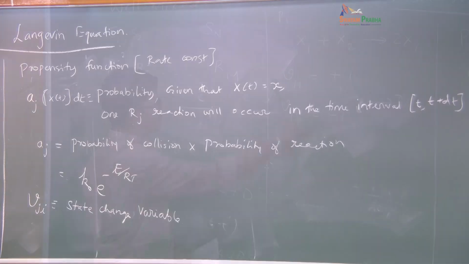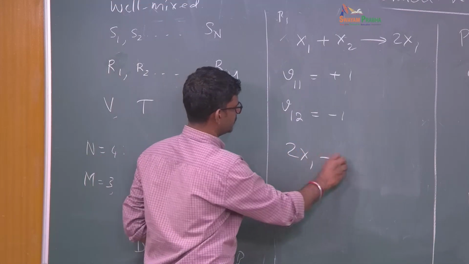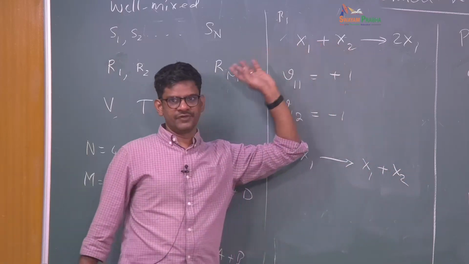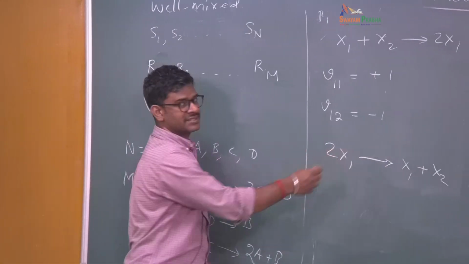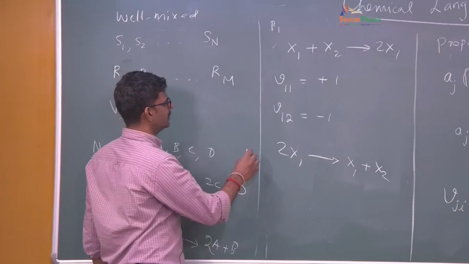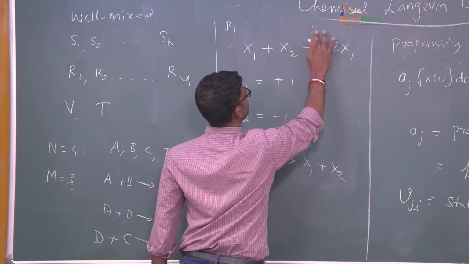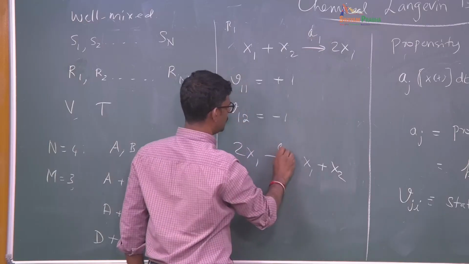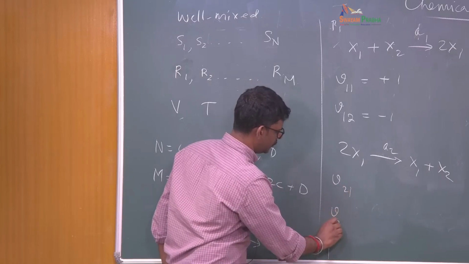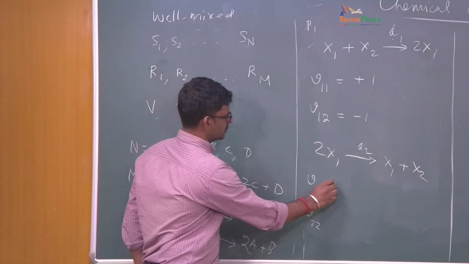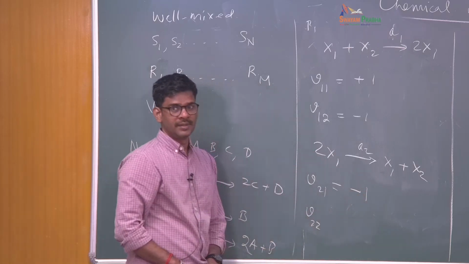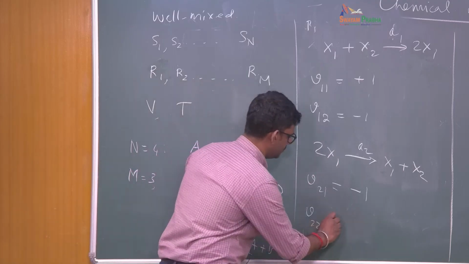Suppose I invert this reaction, and say 2x1 gives us x1 plus x2. Basically I am saying this reaction is reversible. In this case I call this a second reaction, because these reactions are different and will have different rate constants. This is A1 and this is A2 and so on. So in this case we will say nu 21 and nu 22. When this reaction happens, x1 decreases by 1, so minus 1, and x2 becomes plus 1.